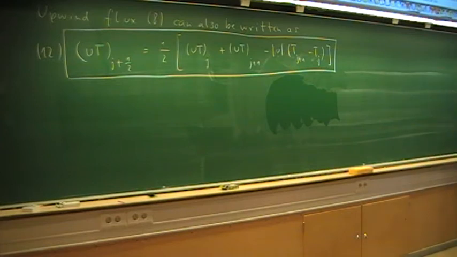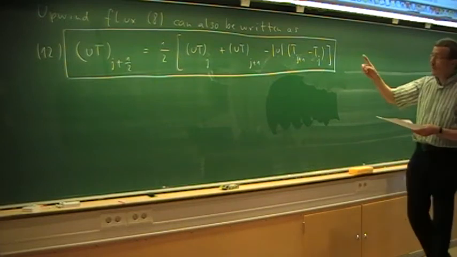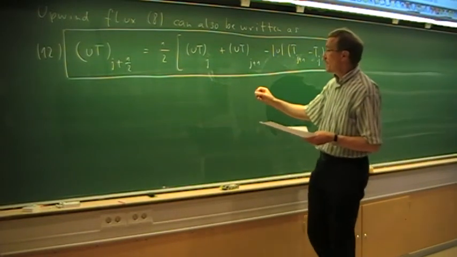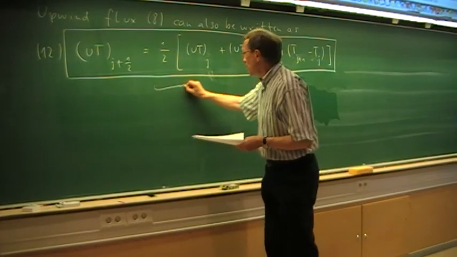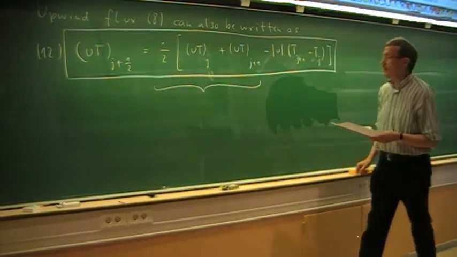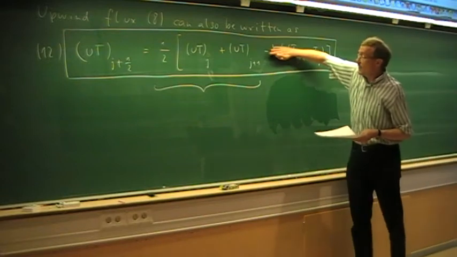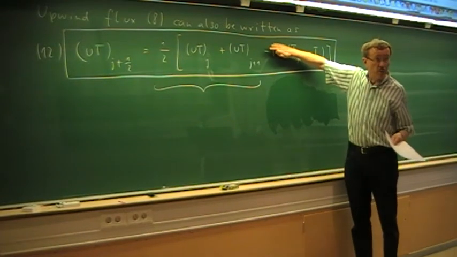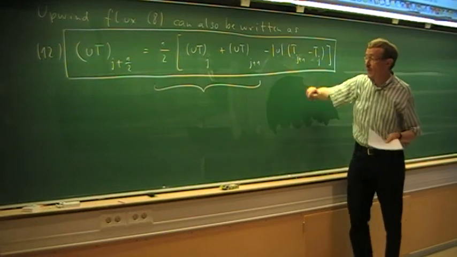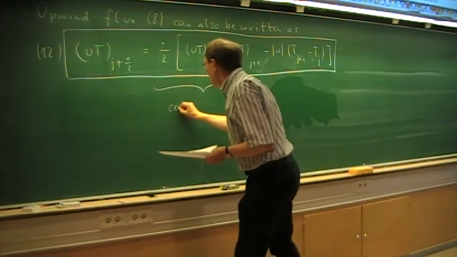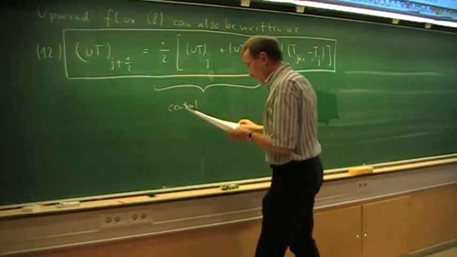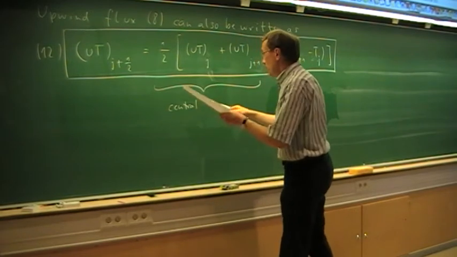And now we can identify things here. The first thing is that this part here, if we just stop at this part here, that is the central finite volume method. Because if this vanishes, we get exactly what we had in the beginning today. That is the central discretization of the flux.